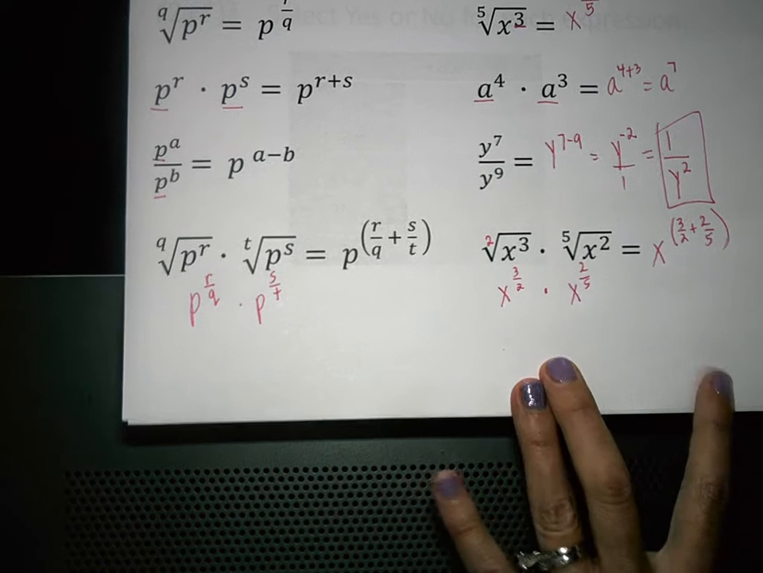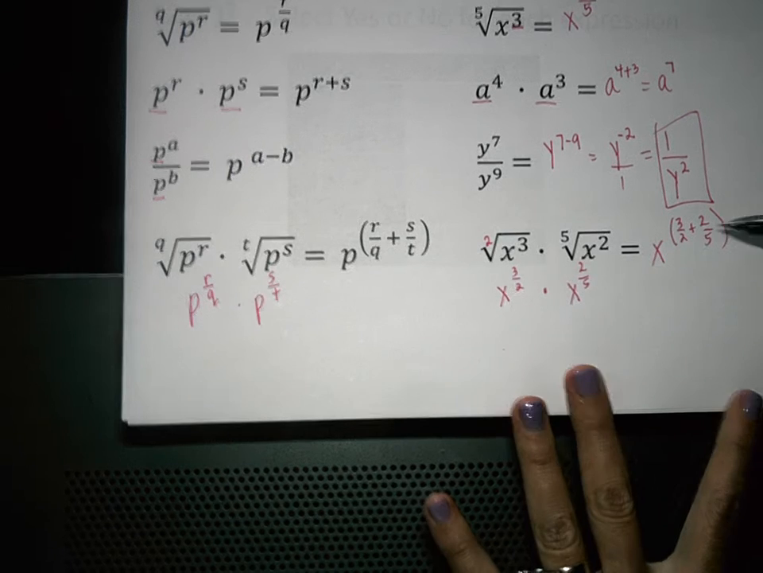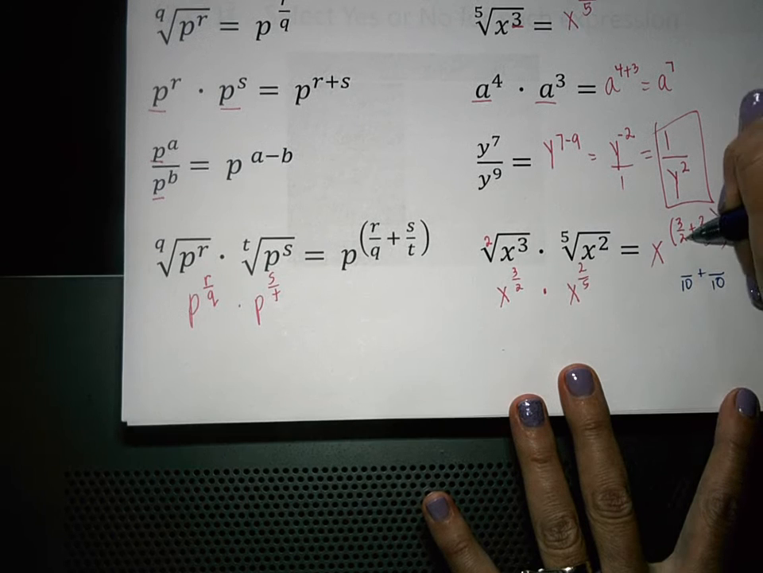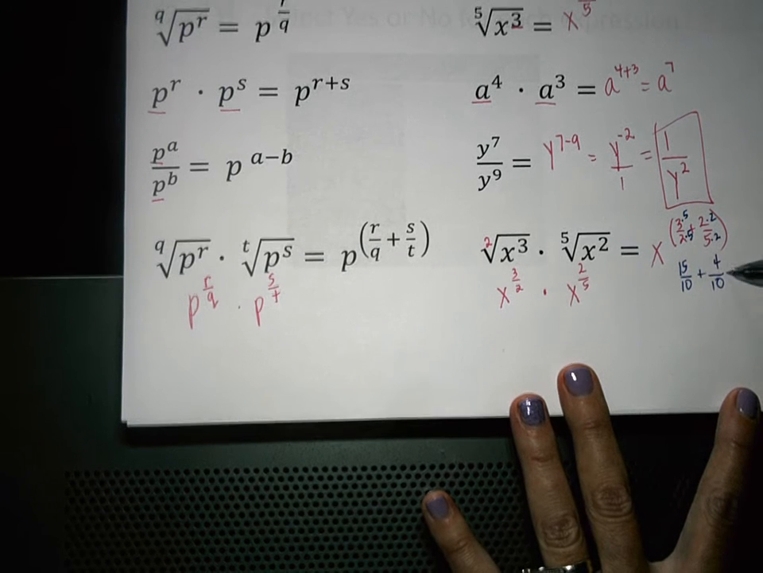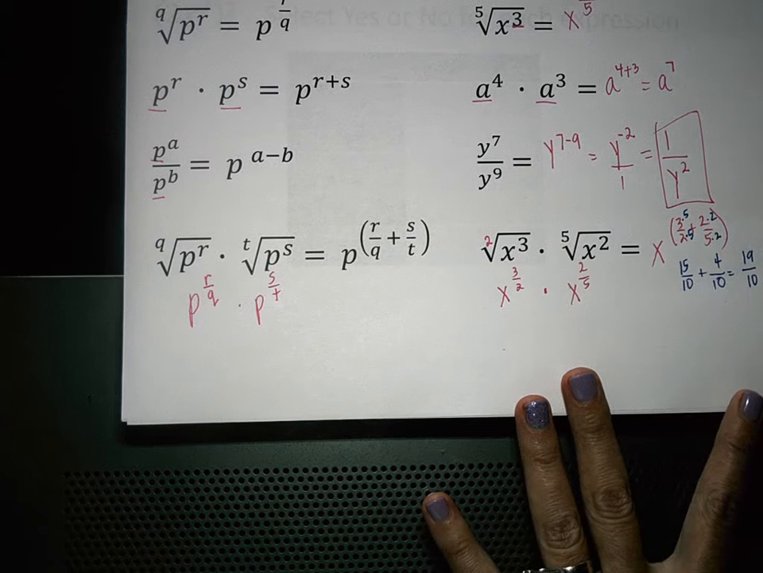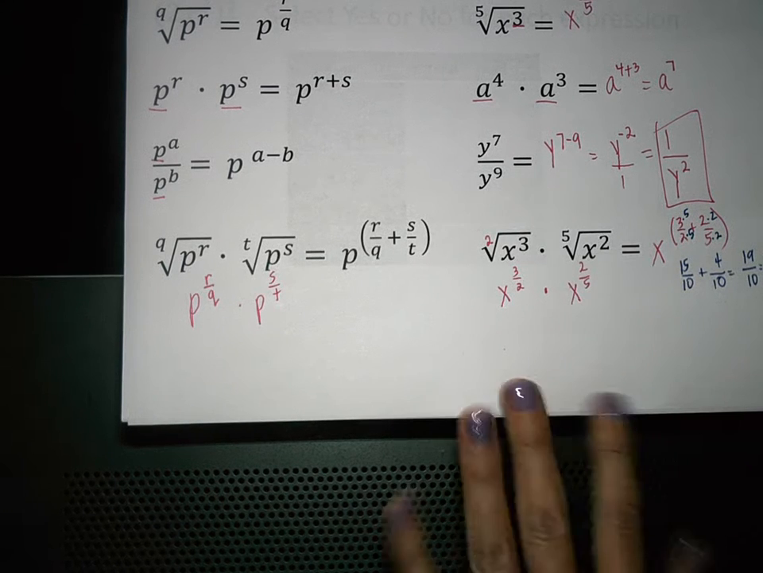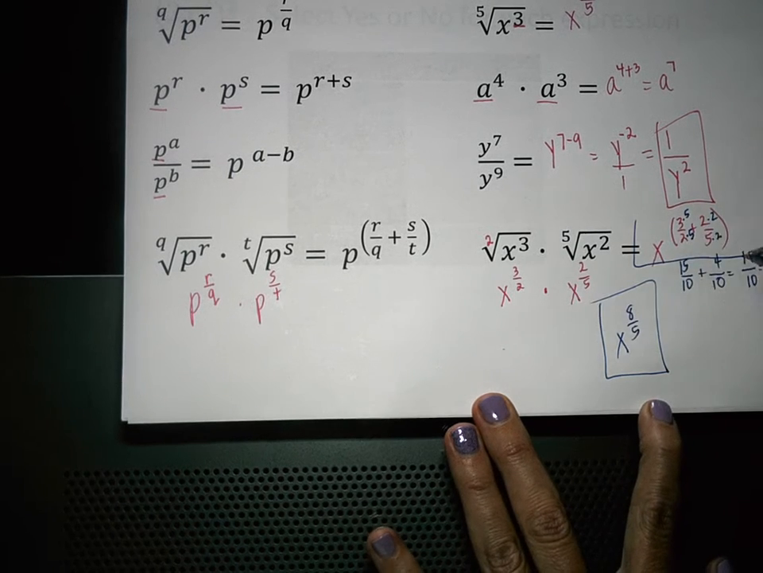Well, in this case, I could still add these, but in order to add them, you need common denominators. And so the common denominator between 2 and 5 would be 10. Since 2 times 5 makes 10, 3 times 5 makes 15. 5 times 2 is 10, 2 times 2 is 4. And so this ends up being 19 over 10. And I can divide by 2 and reduce those, and I get 8 over 5. And so x to the 8/5 power is another option for this.